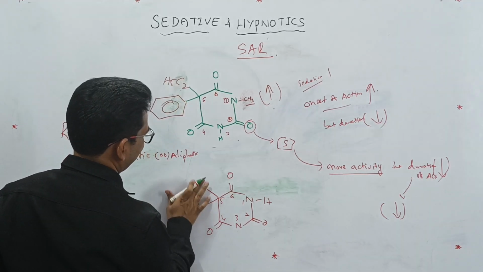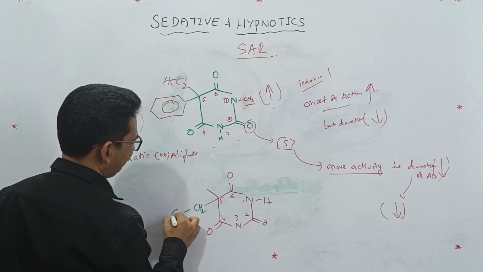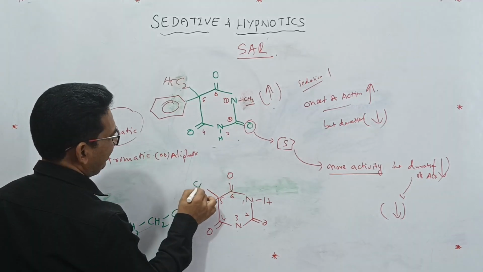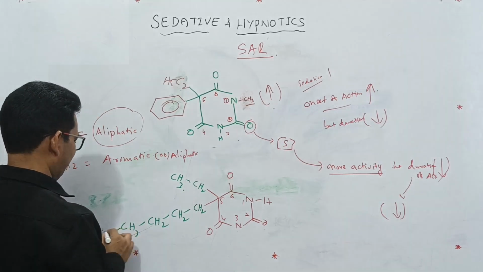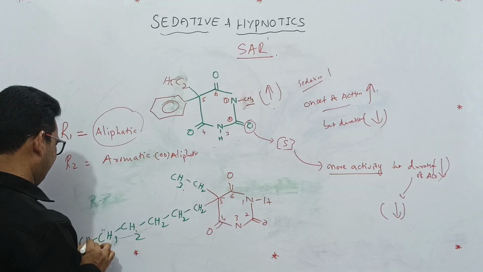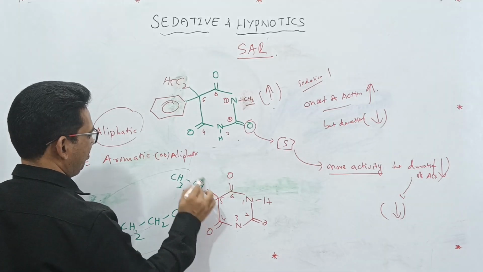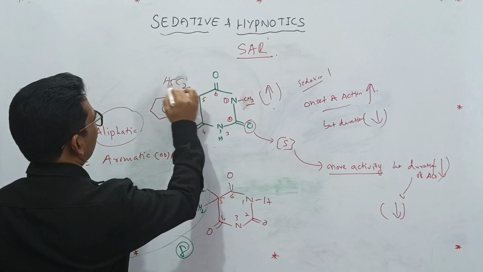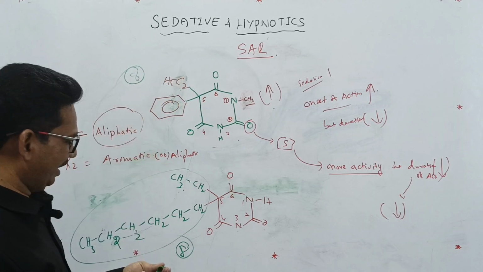For example, both are aliphatic. Here I will write CH2, CH2, CH2, CH3. Here I will write CH2, CH3. And one more CH2, CH3. One more CH3, CH2. Total how many carbons here? 5 plus 2, total 8 carbons. Here how many? 6 plus 2, total 8 carbons. Both are having 8 carbons only.